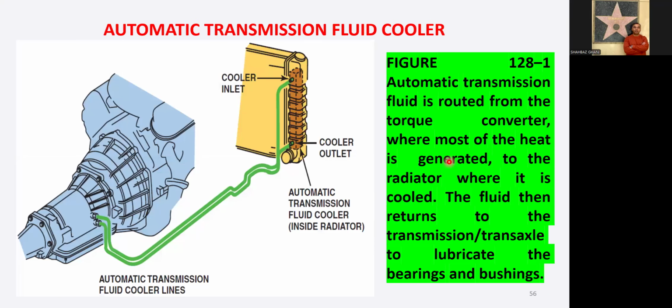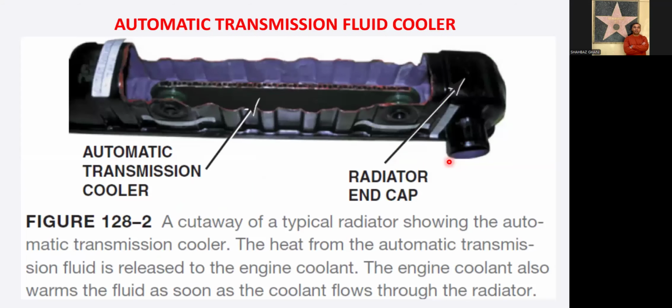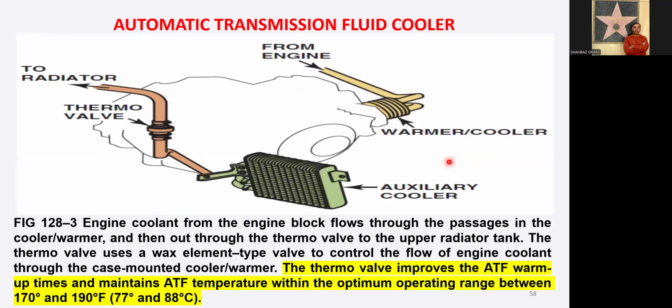Then we talked about the cooling arrangement in the automatic transmission, because the fluid gets heated when it is in contact with the moving parts. So we have to cool down the automatic transmission fluid within its operating temperature range. So you will need to have that cooler, the radiator inside. This was the cutaway model for that. Then how the automatic transmission fluid cooler works in the system.